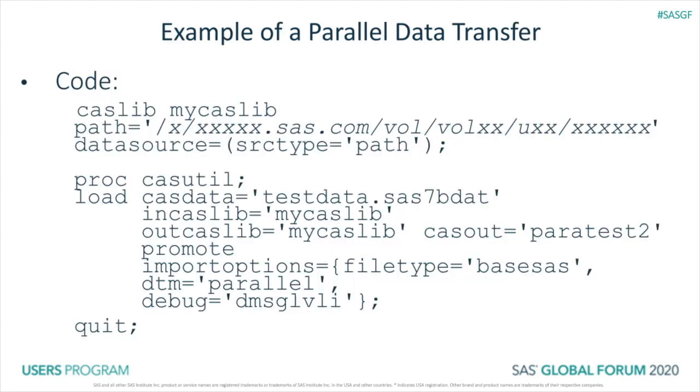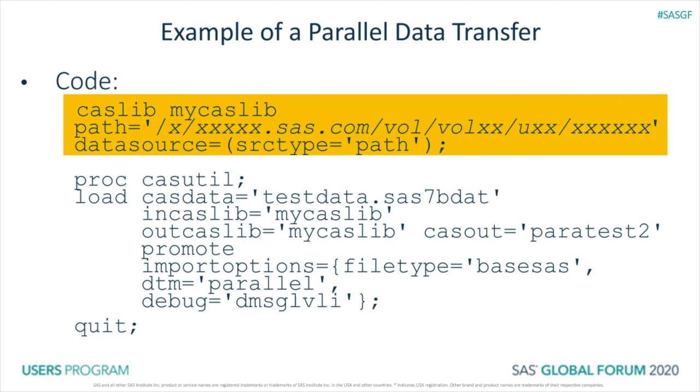Here's the code I used to load the test data set into CAS using a parallel data transfer. What gives me the ability to do this is that my CASLIB is a shared file system that's accessible by each of the CAS workers. So this CASLIB statement defines myCASLIB, which happens to be a shared file system. With my data set in this location, I can use the CASUTIL code to load my data set into CAS.